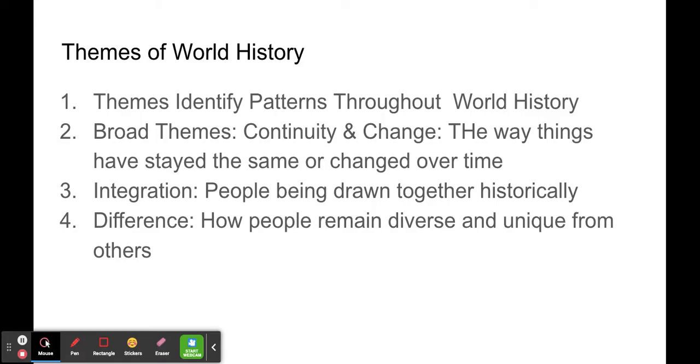So now we're going to move into the themes of world history. Themes identify patterns of things happening throughout history, things in common.